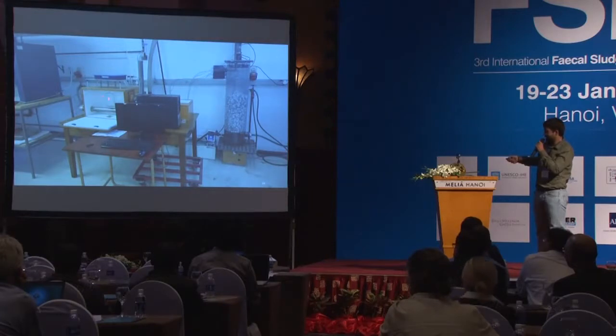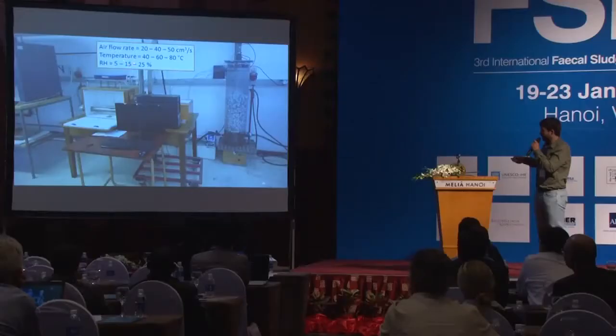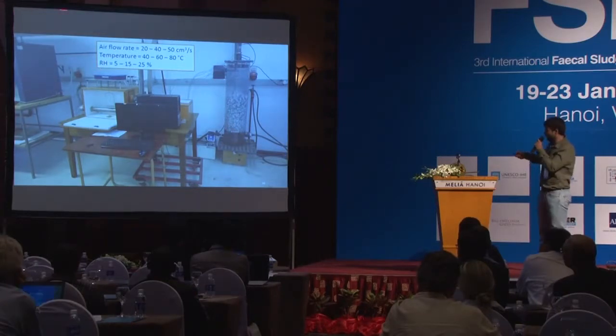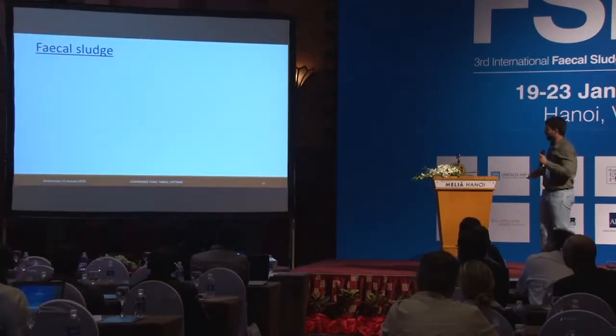And here this is the drying chamber with the balance connected to a computer where we are going to record the results. Here are the conditions. We are going to vary the airflow rate to 20, 40, 50 centimeters cubic per second. The temperature is going to be varied between 40, 60, 80 degrees Celsius. And the relative humidity is going to be between 5, 50, 25.